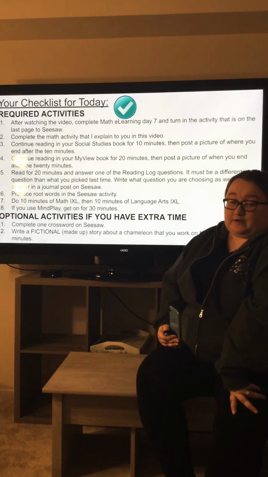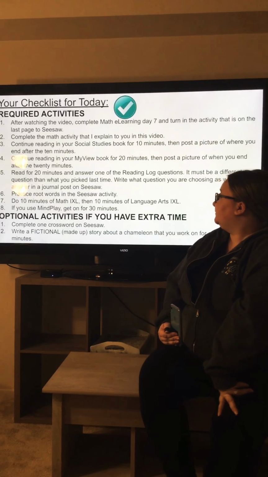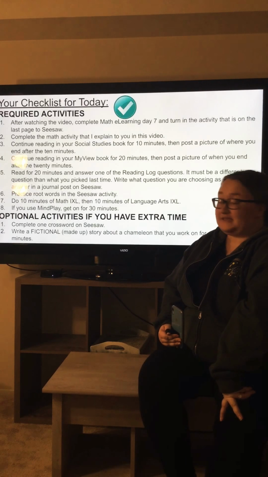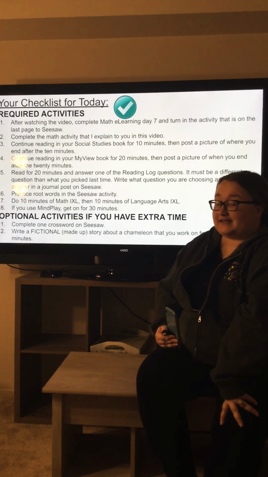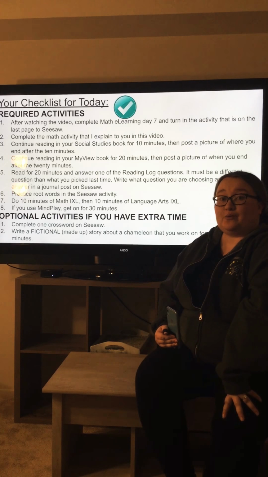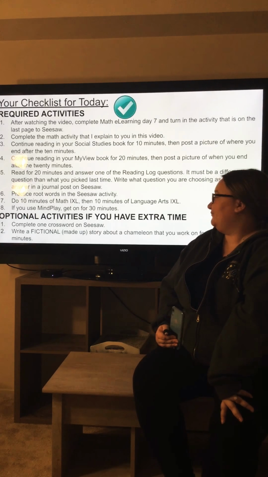After that, you need to read for 20 minutes and do your reading log just like we would do for homework. Then you are going to practice root words in the Seesaw activity that I assigned. Do 10 minutes of Math IXL and 10 minutes of Language Arts IXL. And then if you use Mind Play, you know who you are. Adriana, Bentley, Braden, Ava, Jennifer. You all have to do 30 minutes of Mind Play.